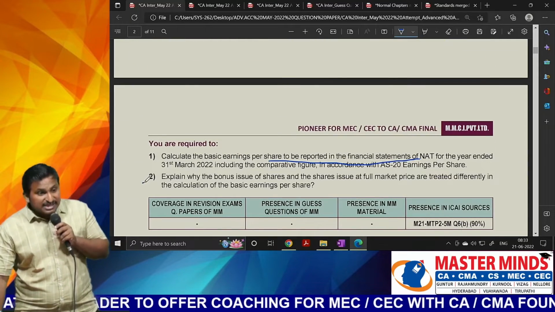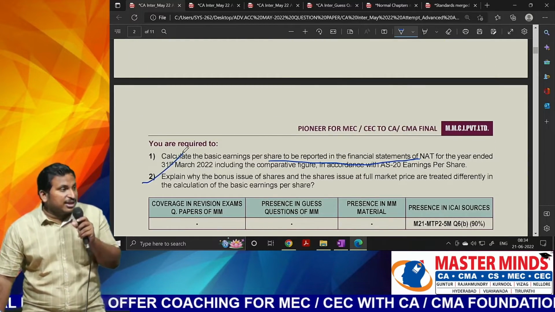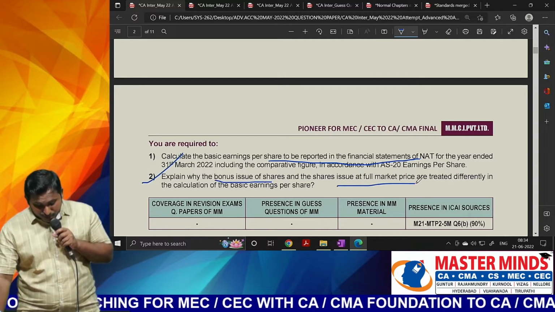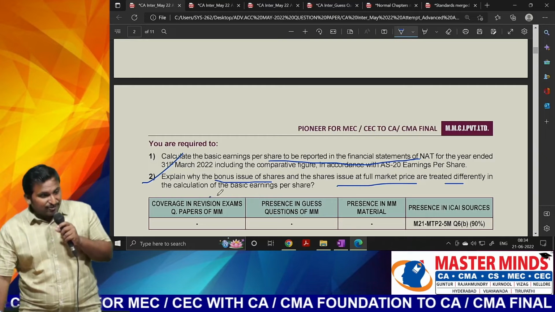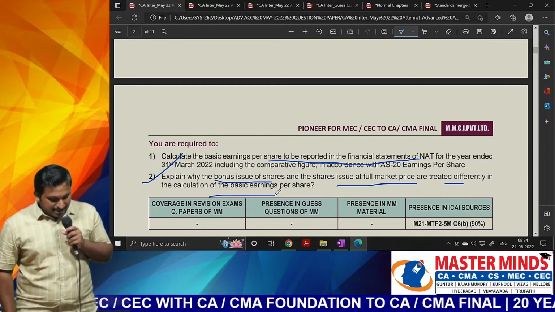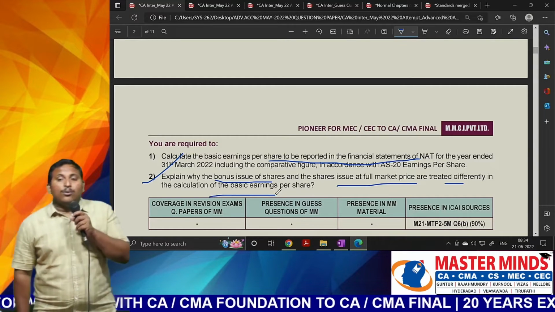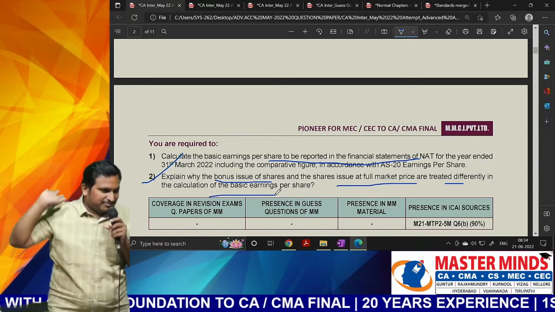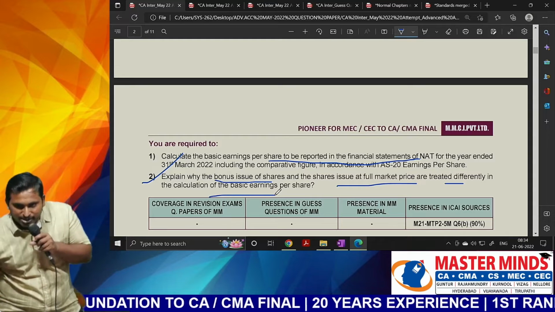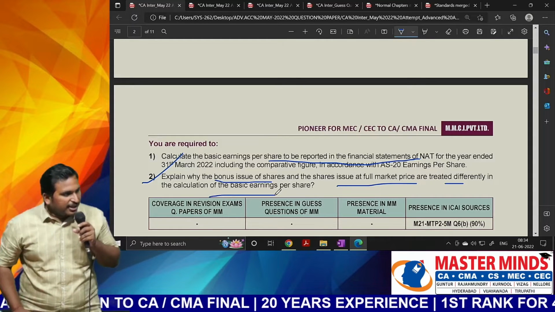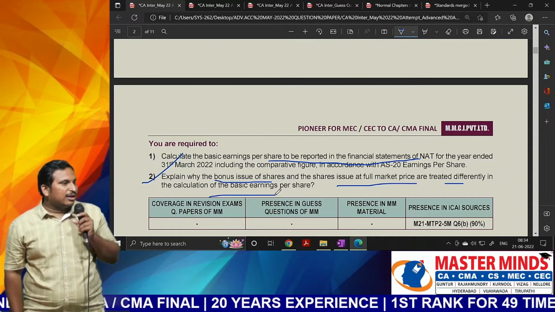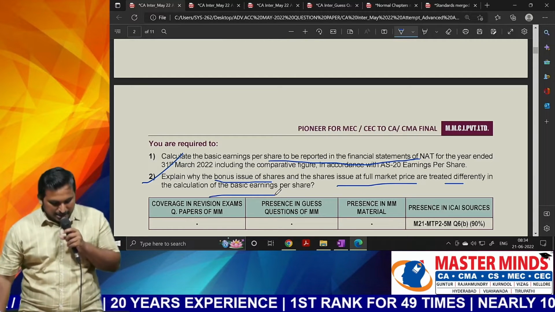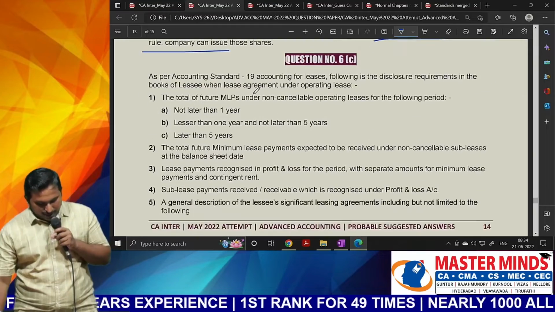Now look at that second question, how conceptually they are asking. Explain why bonus issue of shares and shares issued at full market price are treated differently in the calculation of the basic EPS. Now simply they are asking why you are considering bonus from the beginning of the last year. You getting the point, sir? For that you need to give some enough answer telling that for comparison purpose it should be there right from the beginning of the last year. Like that little discussion required.